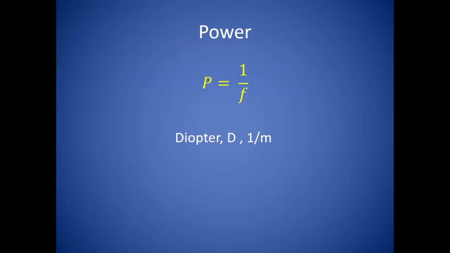The strength of a lens has to do with the degree to which the light rays are refracted. This is specified in the power of the lens. The power is simply the inverse of the focal length, and as such has a label of an inverse meter, and we call this a diopter.